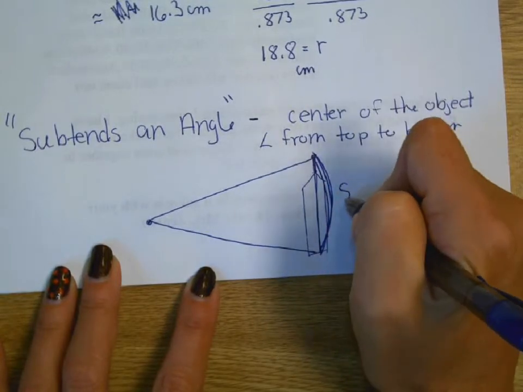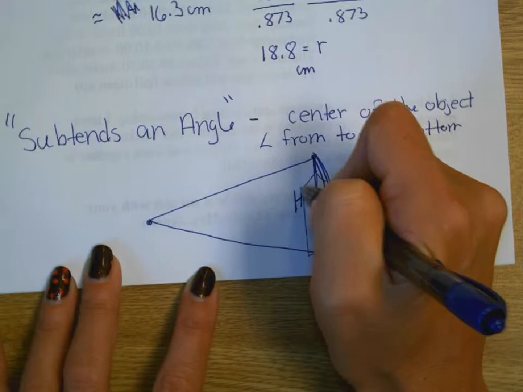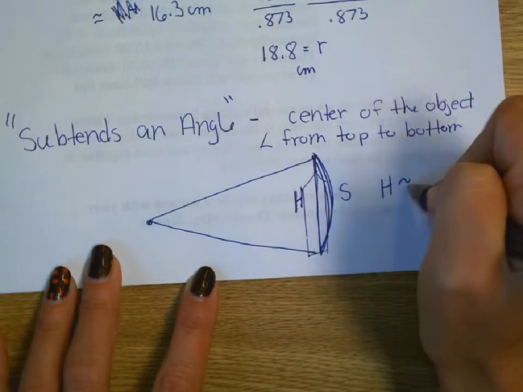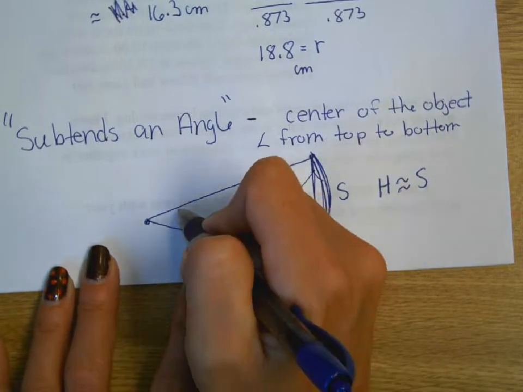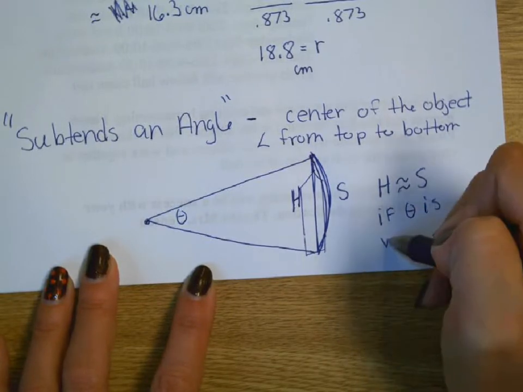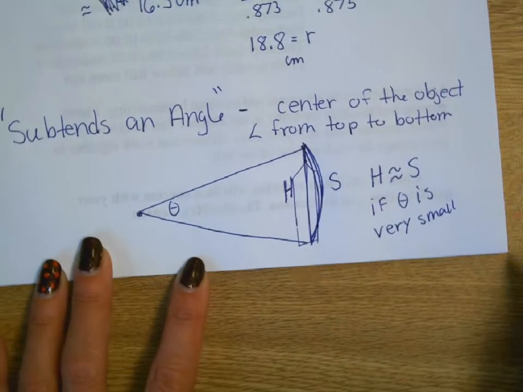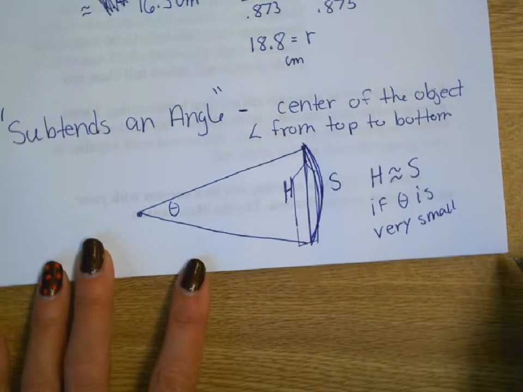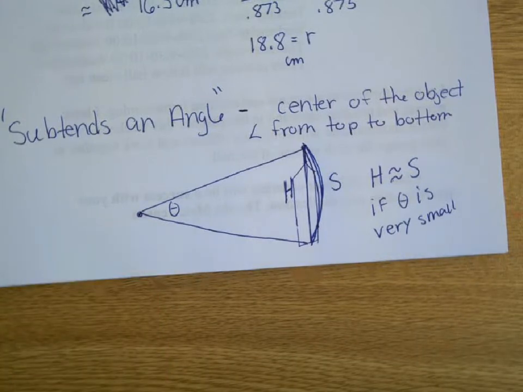So this S value, that curved distance, and this vertical height value, I'll use H for height, H is approximately equal to S if I'm standing at a very small angle, if theta is very small. Only if it's very small. So what they're going to do is use this arc length formula as an approximate way to find a vertical distance or a horizontal distance, a linear distance.